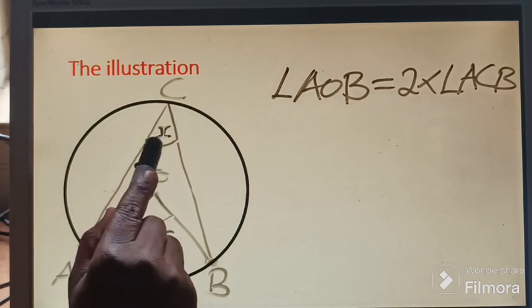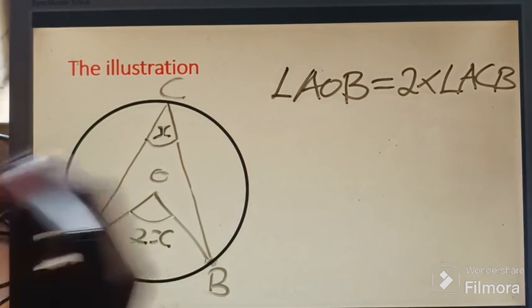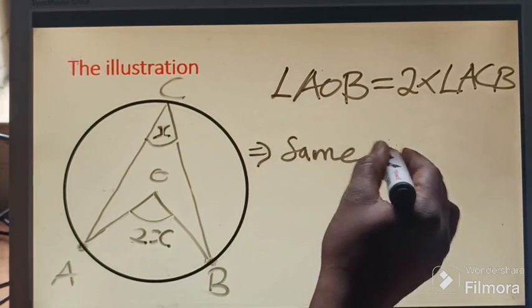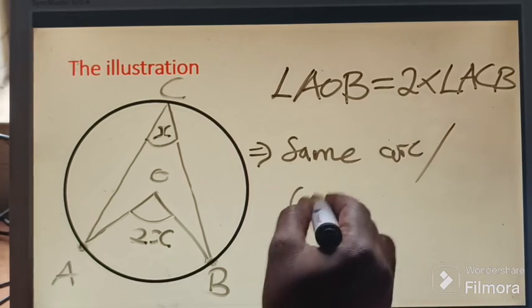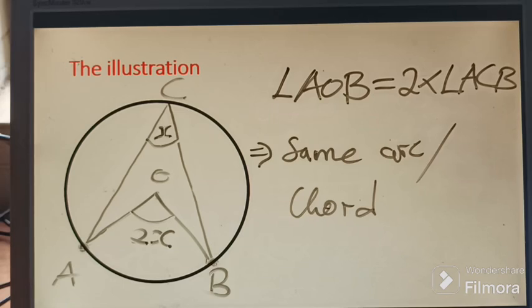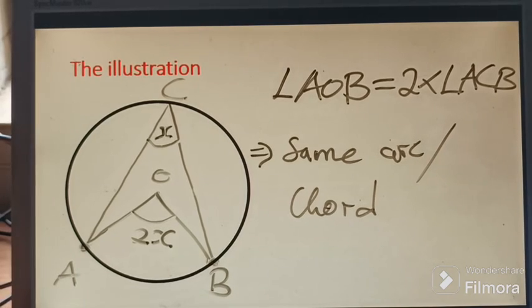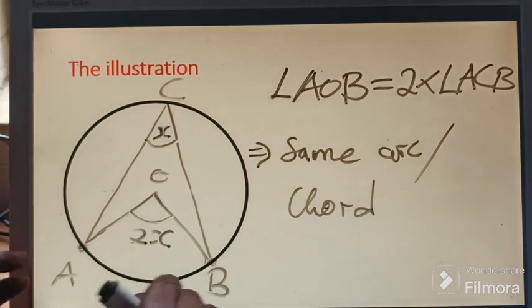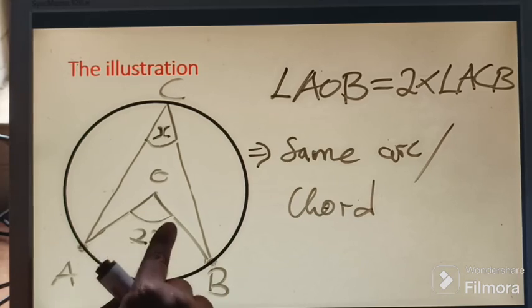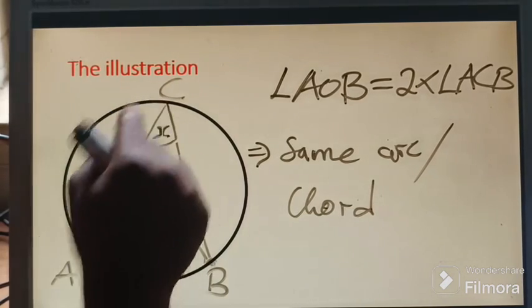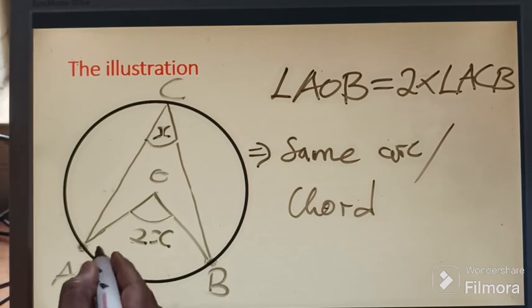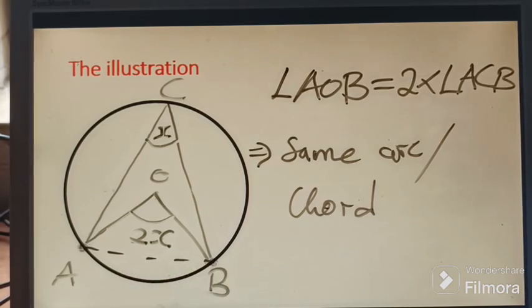This angle times 2. Same arc or chord, that's the condition. They have to be subtended, they have to come from the same arc. The subtended angles at the center or at the circumference have to come from the same points. Same arc or same chord. That's the condition.